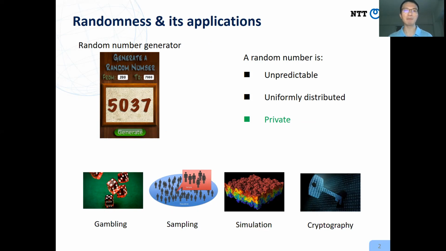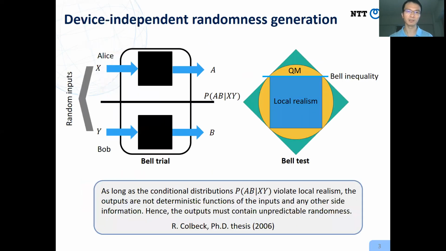Randomness has many applications, from real life to scientific research. Quantum mechanics provides multiple ways of generating randomness. Here, I just focus on a special way, device-independent randomness generation. In this case, we do not need to trust the quantum device, so we model each device as a black box.